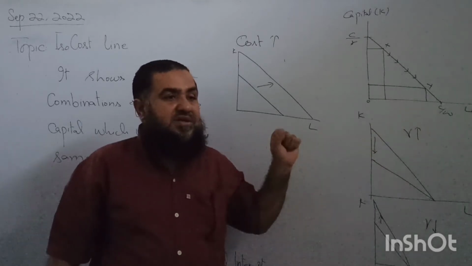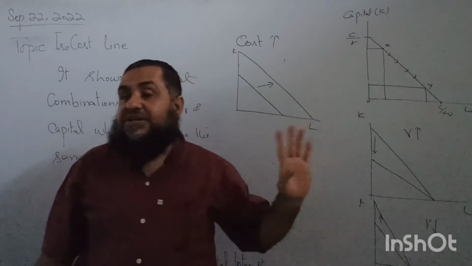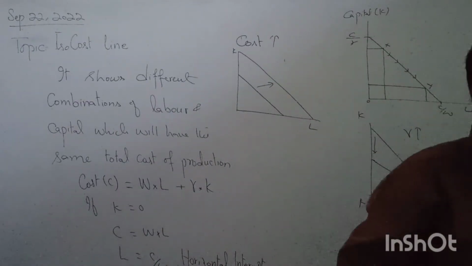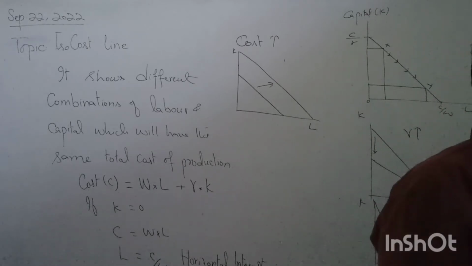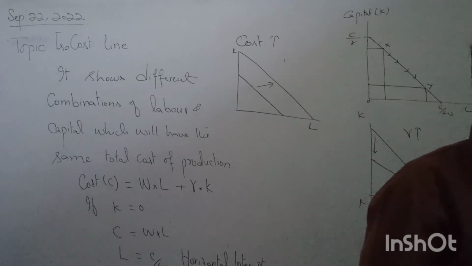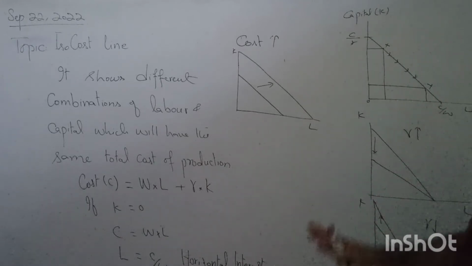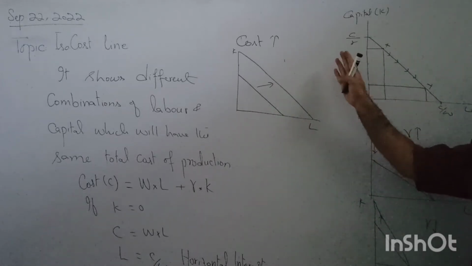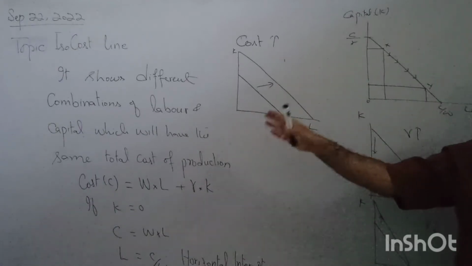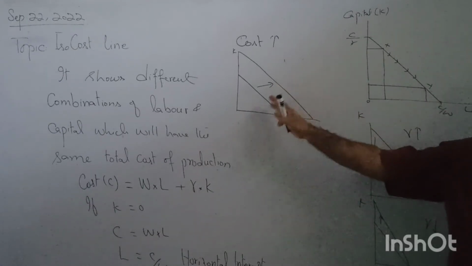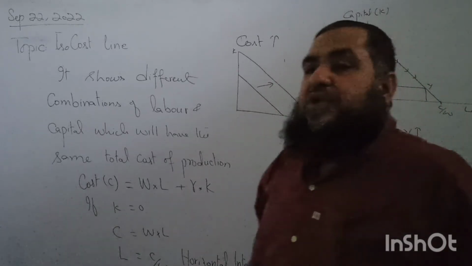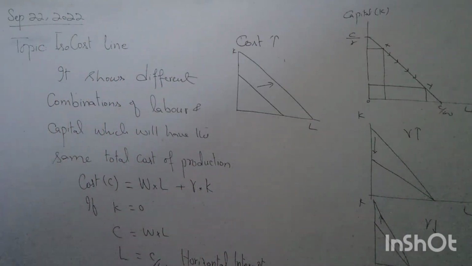Why? What is the reason? Because wages and interest rate haven't changed. Only the producer has increased the number of workers employed and the number of capital units employed. Because he wants to produce more, he employs more workers and more capital. Then the cost line will have a parallel outward shift. And if the cost of production decreases for the producer, then this isocost line will have a parallel downward shift. If he produces less, he will employ fewer workers and less capital.